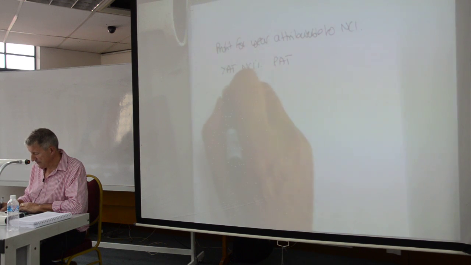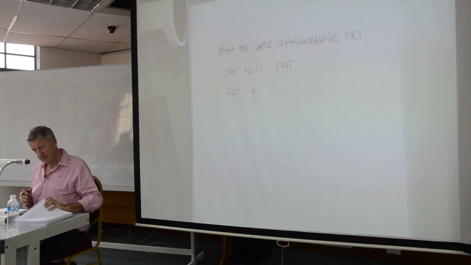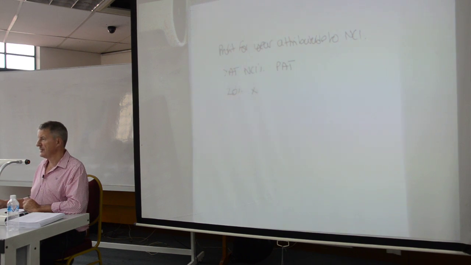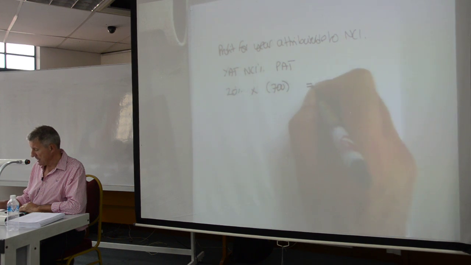20%. What is YAT's profit? Oh, ouch. YAT hasn't got a profit. YAT has got a loss. So you would take 20% of 700, and that would therefore give you a figure of 140.